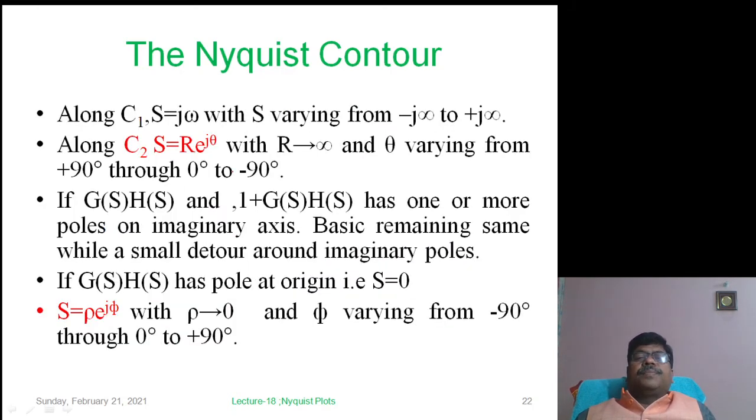Now, what happens: it covers the infinite line segment along the j omega axis, from minus j infinity to plus j infinity, and segment C2 has to cover the entire right half of the S plane, meaning the radius r tends to infinity and theta varies from plus 90 degrees through 0 to minus 90 degrees. That I have shown, and I will be showing it again.